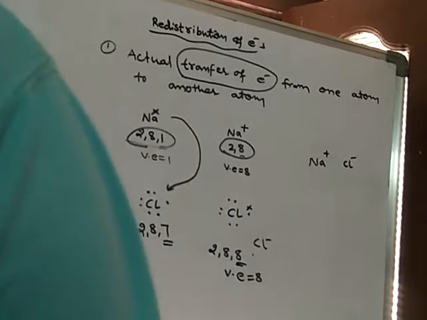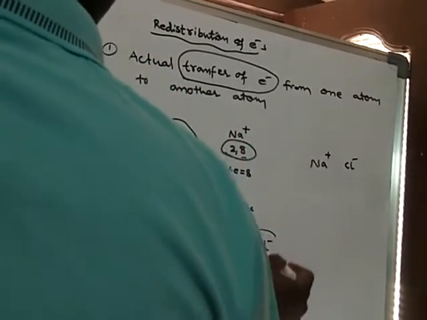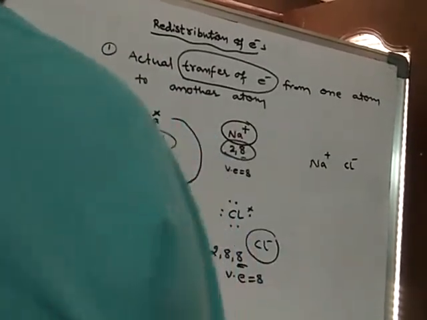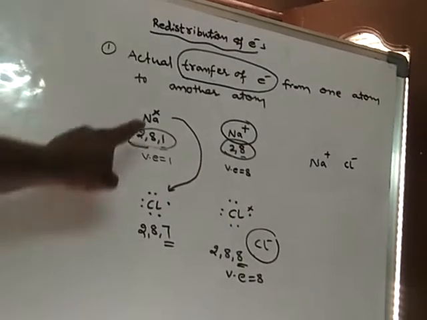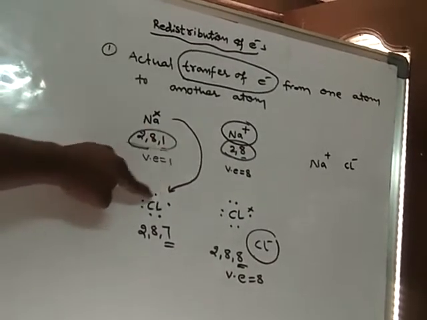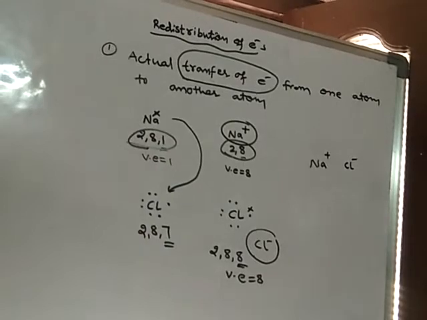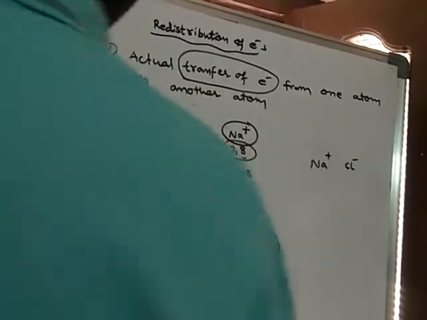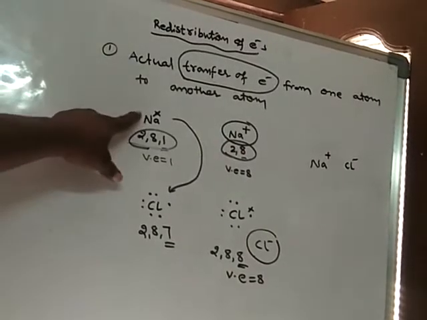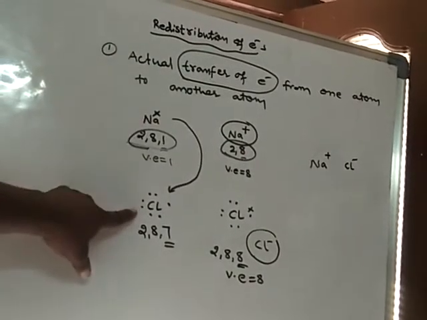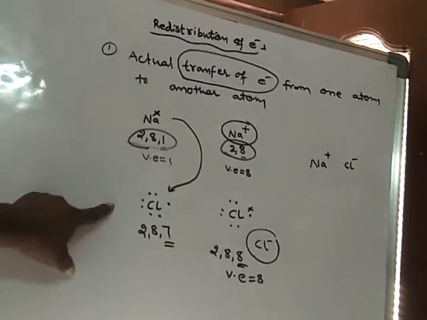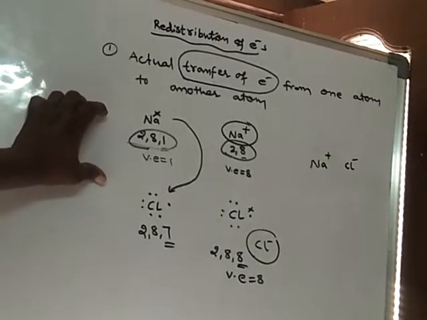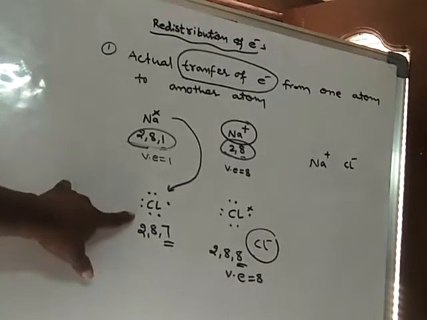Okay, so here chloride ion is formed and sodium ion is formed as a result of complete transfer of 1 electron from sodium to chlorine. So like this, these ions are formed. Now, sodium will lose its electron when the chlorine atom comes closer to the sodium atom. When these 2 atoms come closer, sodium will lose an electron to chlorine.